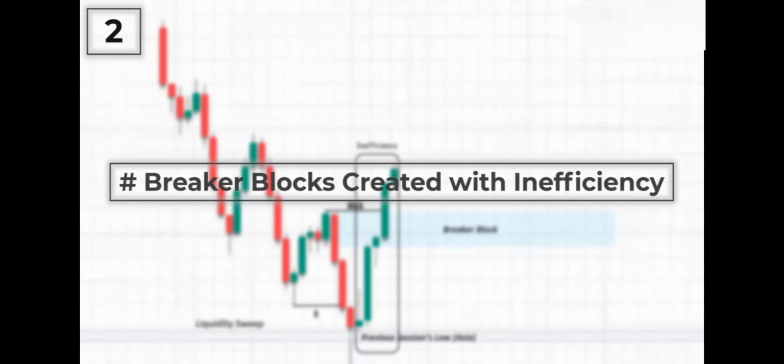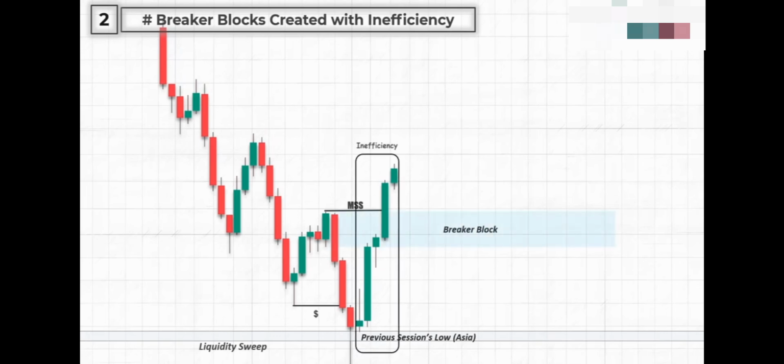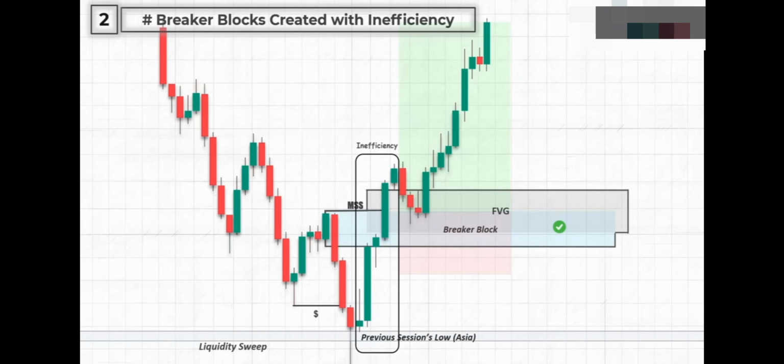Rule number 2. Breaker blocks created with inefficiency. A breaker block becomes much stronger when it overlaps with a fair value gap and is formed with clear inefficiency. When that happens, price is more likely to react from the breaker block first, which increases the probability of the setup. That overlap makes the breaker block zone much stronger and more reliable, and it is often the reason why price continues its move without returning to the extreme order block or filling the fair value gap.